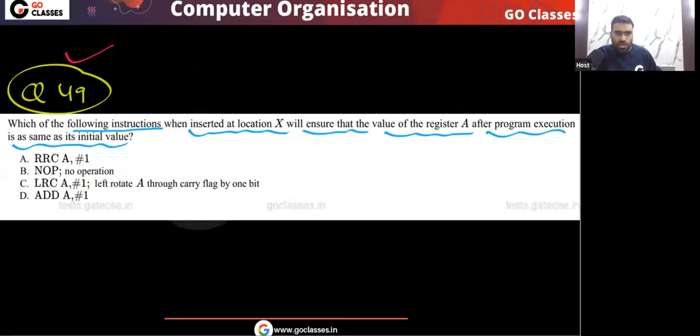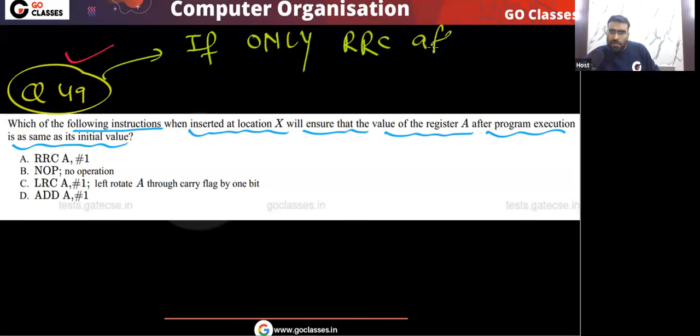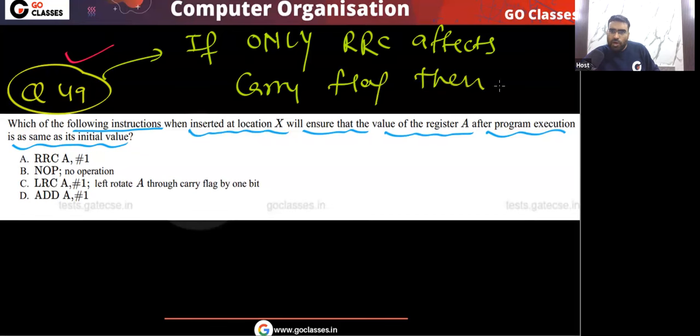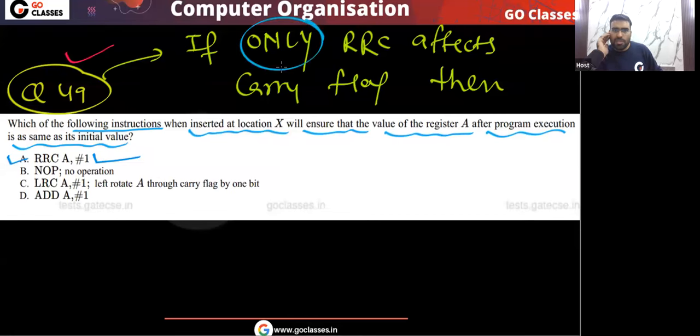So for this question, what will be the answer? If only RRC affects the carry flag, then what will be the answer? Then your answer will be option A. Is this clear? Did you understand this question? But for the original question, none of the options will match. For the original question, none of the options is correct.